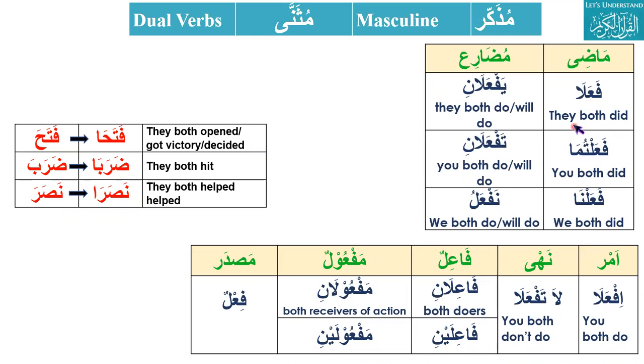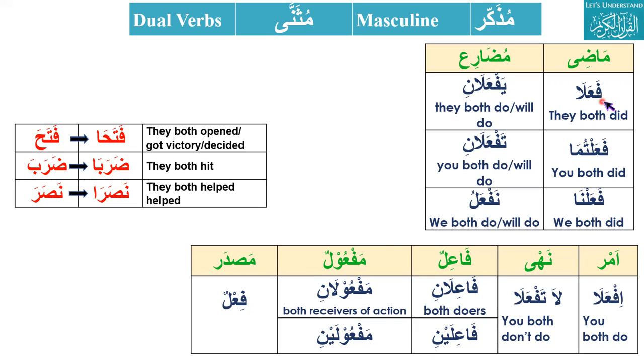Okay, fa'ala, they both did. Fa'altuma, you both did. Fa'alna, we both did. Yaf'alani, they both do or they both will do. Taf'alani, you both do or you both will do. And naf'alu, we both do or we both will do. If'ala, you both do. La taf'ala, you both don't do. Fa'ilani, fa'ilaini, both doers. Maf'ulani, maf'ulaini, those on whom the action has been done.